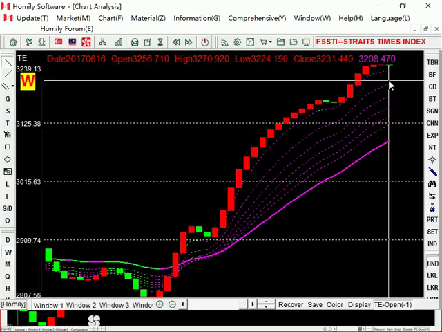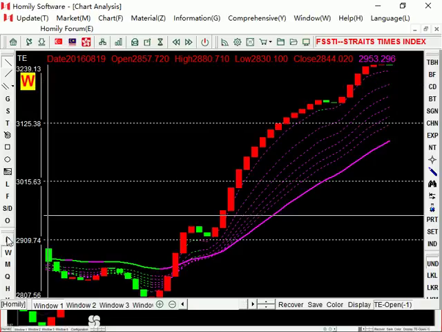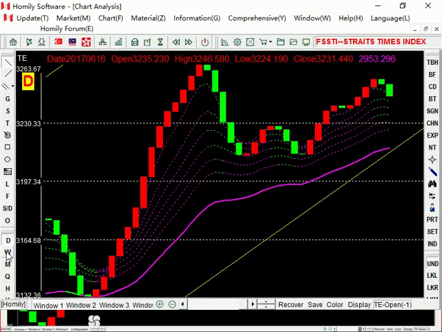Okay, so this is the weekly chart. Then let's see the daily chart. For the daily chart, up or down? Just now I already told you, if you want to judge the chart pattern, you can use the monthly chart. But the weekly chart can help you to judge the trend. If you want to buy and sell, you'd better use the daily chart.